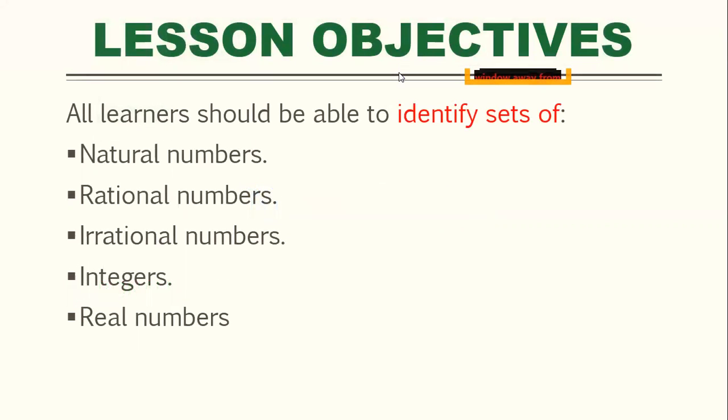After today's lesson, you should be able to identify sets of natural numbers. You should also be able to identify the rational numbers. Then we have irrational numbers, integers, real numbers, odd and even numbers. All types of numbers you should be able to identify.